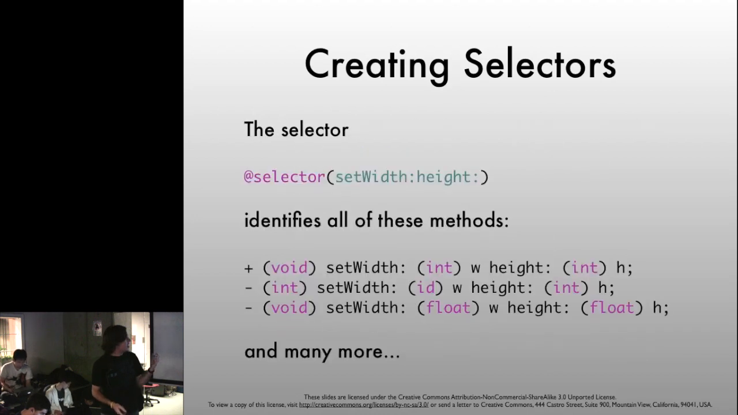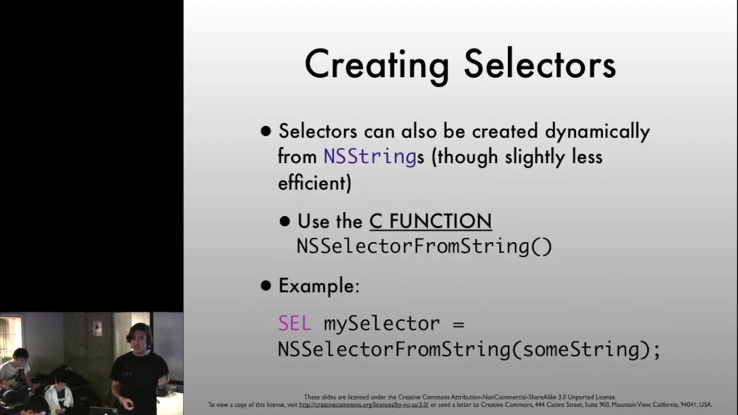So that's the efficient way to create a selector, using the @selector directive. That's done at compile time, so you only have to compute that value once. If you need a bit more dynamism and you need to create a selector on the fly, you can do that by just using the C function NSSelectorFromString. It takes in an NSString that's the name of the selector you want, and it creates a selector for a method with that name.